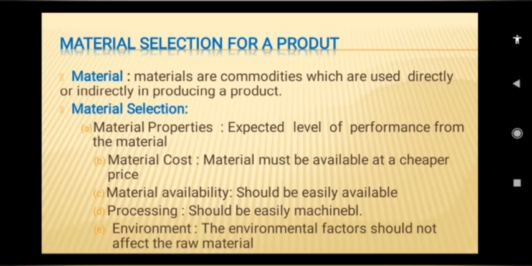Another is processing, based on whether the material is easily machinable. Another one, environment. It is environmentally affected from the raw material. Corrosion, erosion from the material.